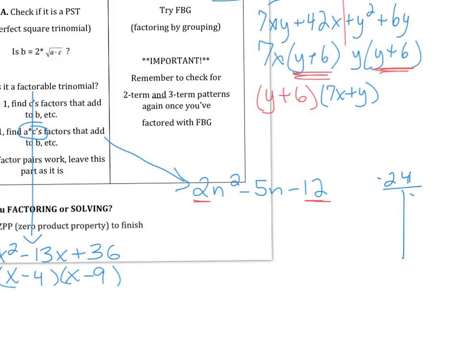So we're going to start with negative 24, but it needs to be a positive 1, okay? That sum is negative 23. That's not what we need. We need negative 5. So let's keep going.